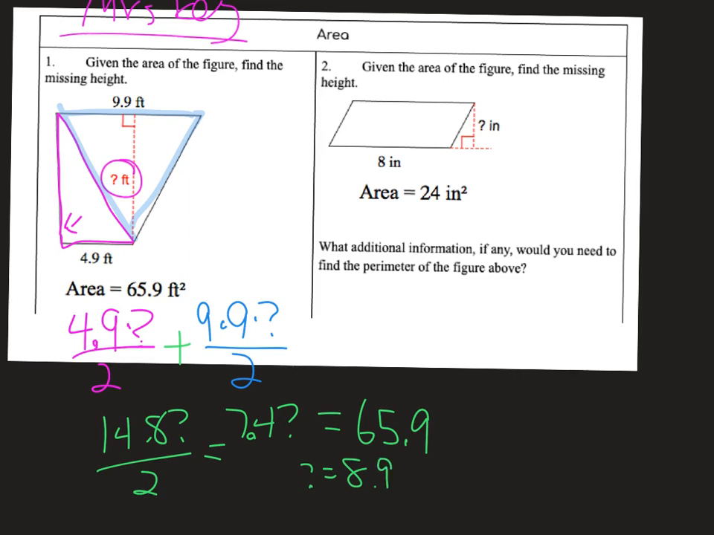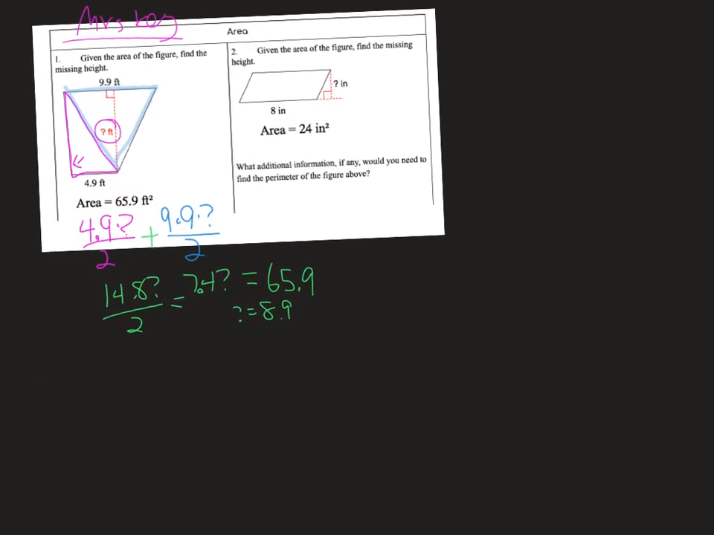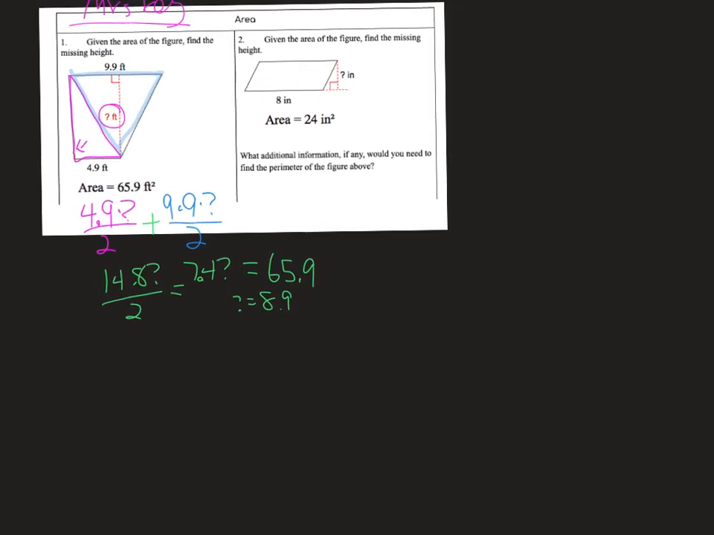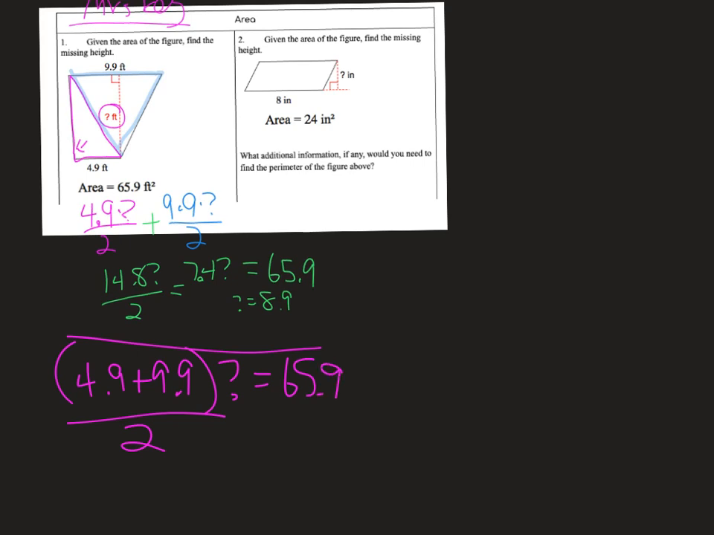Okay, that's one way. Let's do it another way. We're feeling spicy today. So if you use the formula for the trapezoid, you add the bases. Base 1 plus base 2 times the height, divided by 2 times the height. So I don't know what the height is. 65.9. You could if you want to. You add the 4.9 and 9.9.